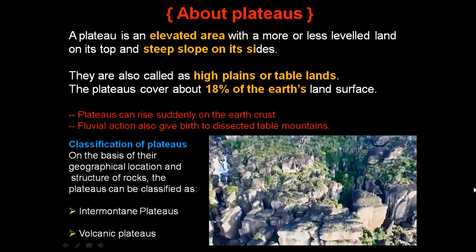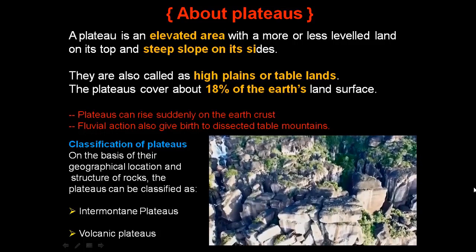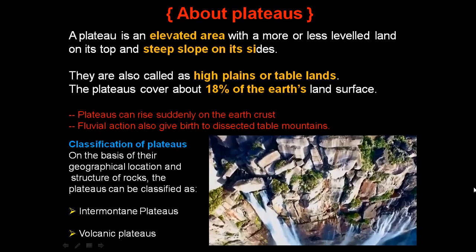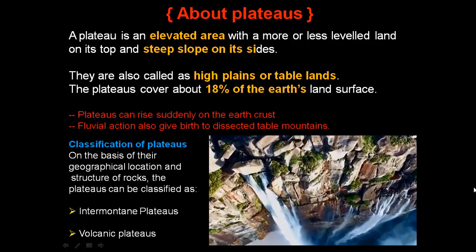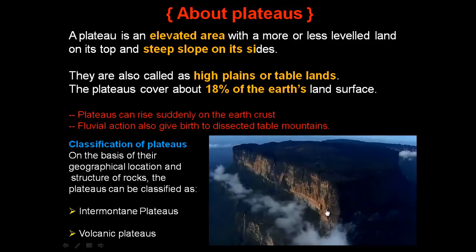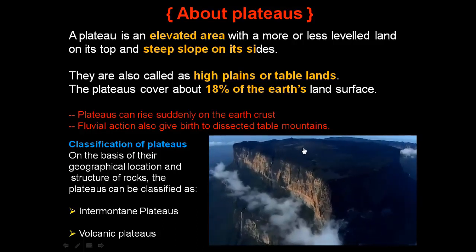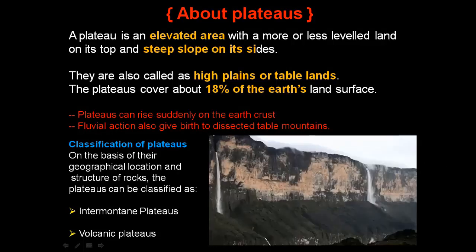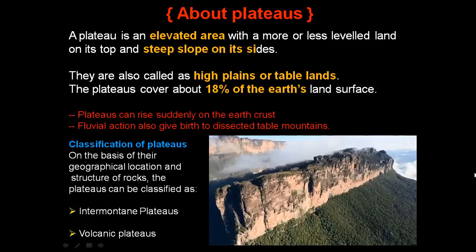As you can see, this is a dissected plateau. Due to fluvial action, the rocks have been eroded badly. As you can see, there is an abrupt drop on all sides and a flat top table mountain formation. You can see the steepness.